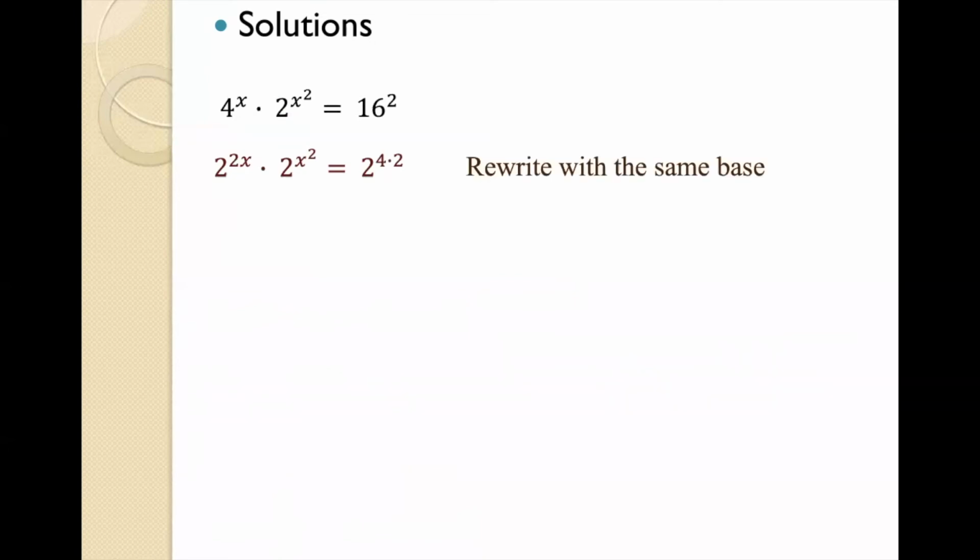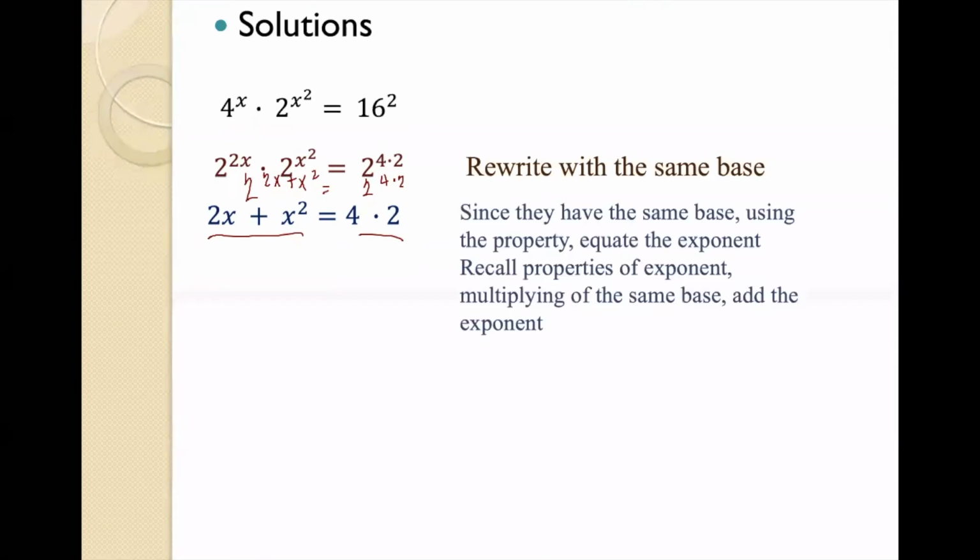We add the exponent. So, this time, this is equal to 2 raised to 2x plus x squared equals 2 raised to 4 minus 2. That's why they have now the same base. We simply equate the exponent. So, we have x squared plus 2x equals 8.